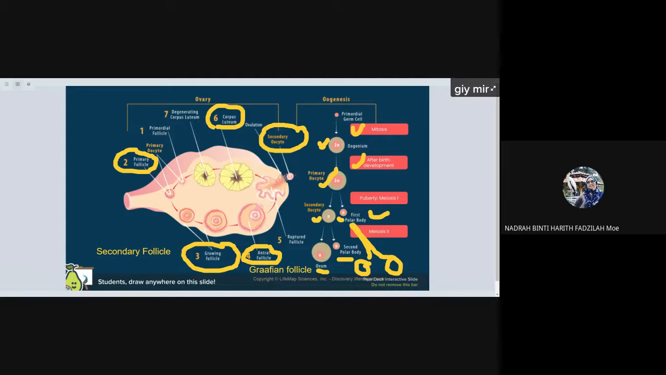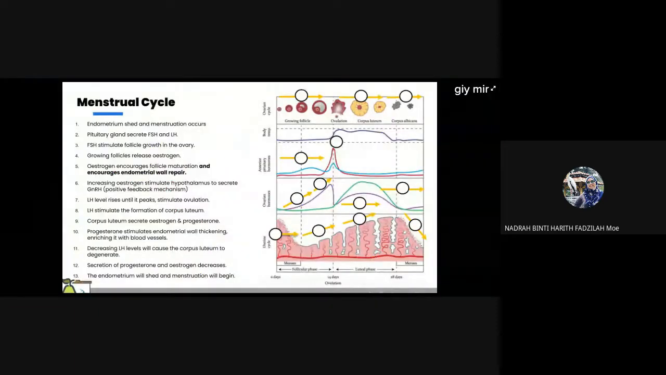So this is basically revision for us all untuk part menstrual cycle ni. So hopefully bila kita go through this second time around, it will create a better understanding.